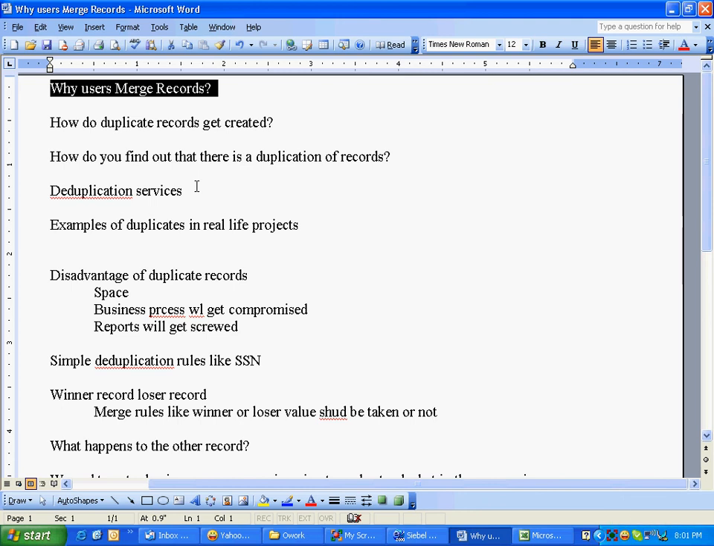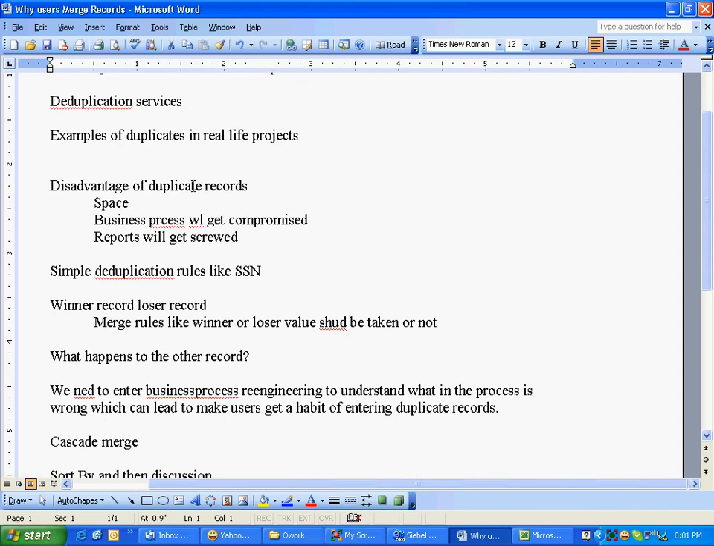What happens with the record? It evaporates. It gets deleted, basically. It's gone. Then there is a very important concept called cascade merge. See, in Siebel, it's not one entity. Siebel is not one entity. Siebel first has accounts.